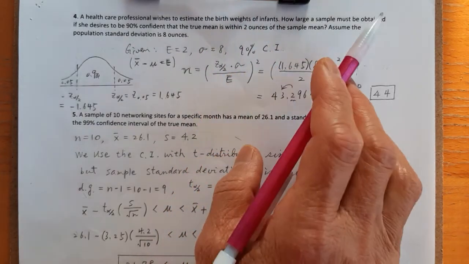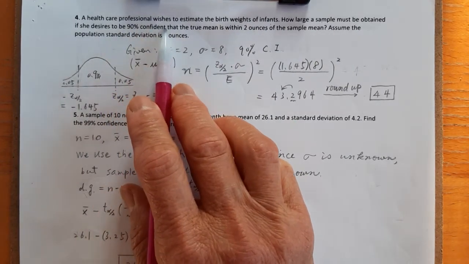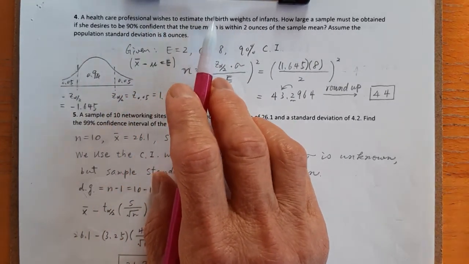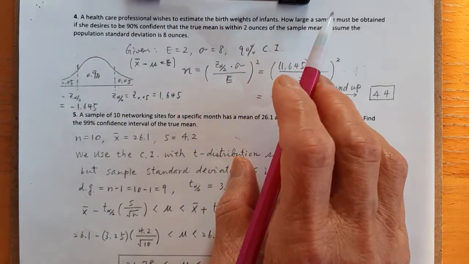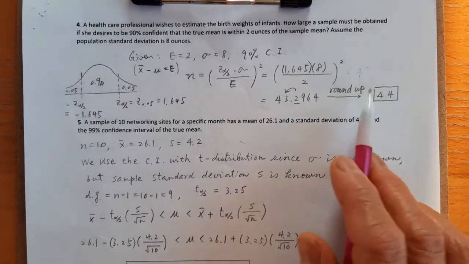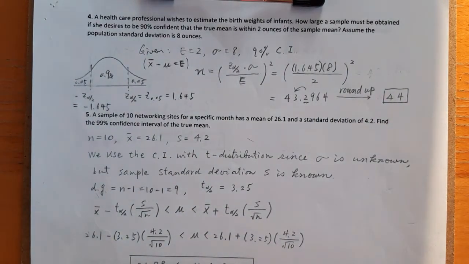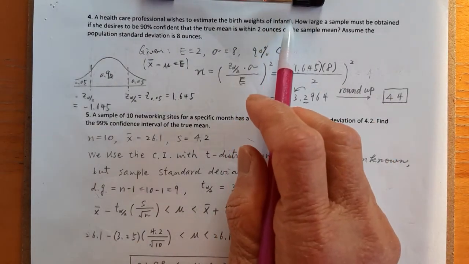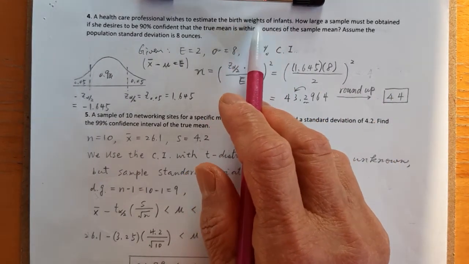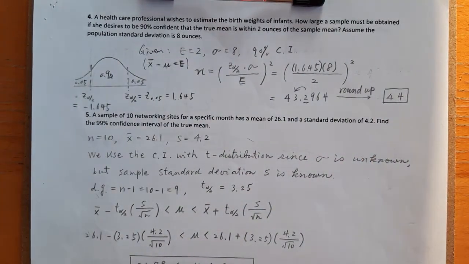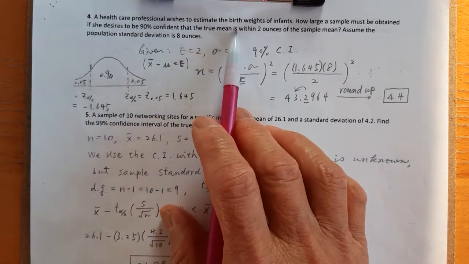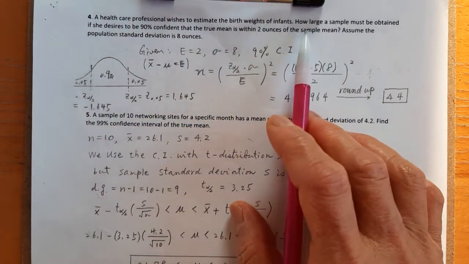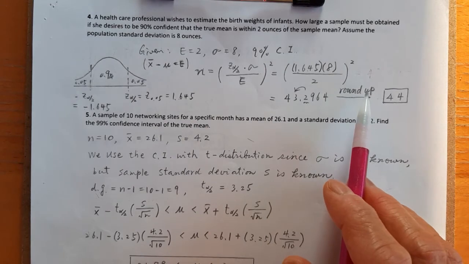And then you will have 90% confidence that the true mean is within 2 ounces of the sample mean. The sample size needed is to survey 44 infants' birth weights, then you can have 90% confidence that the true mean is within 2 ounces of the sample mean.